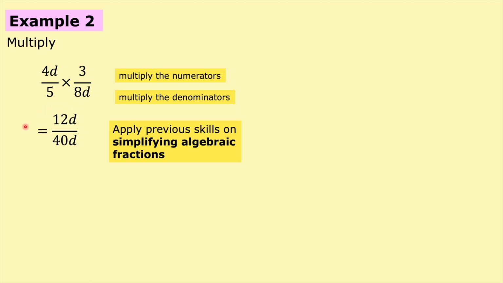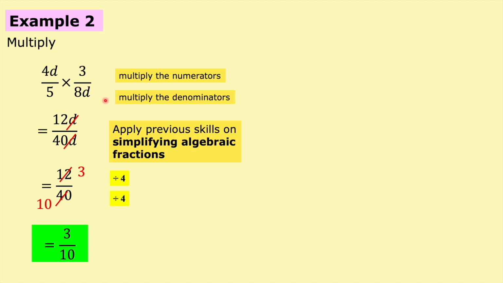So whenever we do any questions with algebraic fractions, we always need to make sure that our answer is fully simplified. So here we can simplify by dividing through by d. So we can cancel out our d's top and bottom to give us 12 over 40, and then we can divide top and bottom by 4, simplifying a standard fraction, change the 12 to a 3, the 40 to a 10, and our final answer is 3 over 10. So see how this tricky looking expression has been simplified right down to 3 over 10 following these steps.